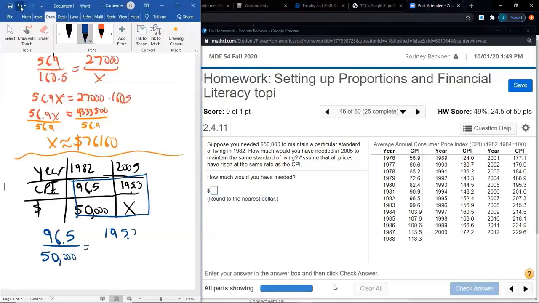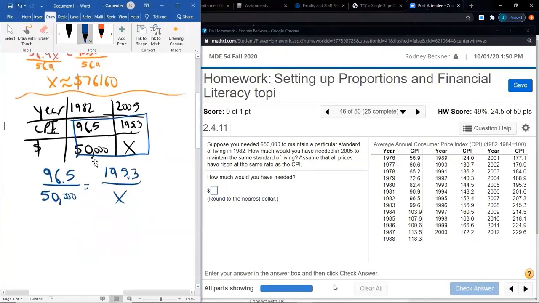Equals 195.3 over x. Now, before I solve for x, I want to get a guesstimate of what I think the answer is going to be. The CPI went from about 100 to about 200. I'm just trying to get nice, round, pretty numbers when I'm rounding. 96 is close to 100, 195 is close to 200. 100 versus 200, that's doubling. So I'm going to anticipate that this x is somewhere in the ballpark of twice 50,000, which means it should be in the ballpark of 100,000. If it's 5 or 10,000 off, that's not a big deal. I'm just getting a guess.